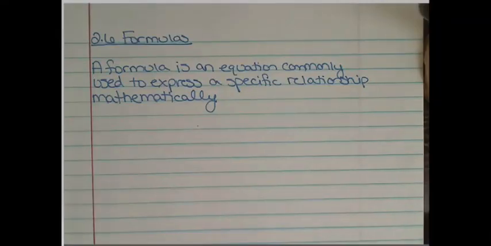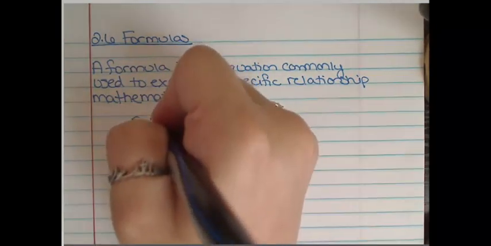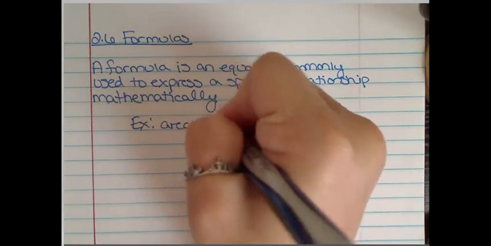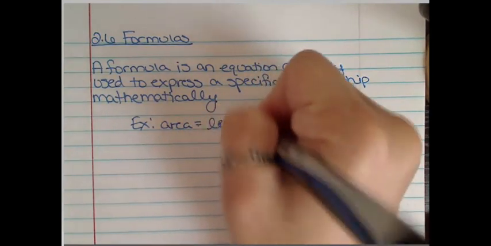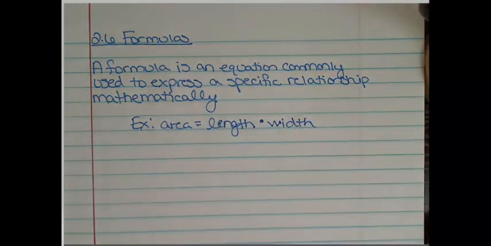Chapter 2, Section 6, Formulas. A formula is an equation commonly used to express a specific relationship mathematically. You use formulas all the time. An example of a formula that you probably have seen before in a math class is area, and that's length times width. That's a formula. And so today's going to be all about formulas and just using them.